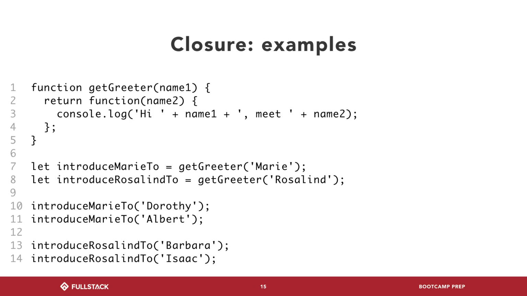And so now when I run introduceMarieTo and I pass in a name, that function can only introduce people to Marie. Similarly, when I run introduceRosalindTo, it can only introduce people to Rosalind. One question is, well, wouldn't this be less flexible than just taking two arguments and building from scratch? The answer is, if that's our goal, then yes. But a lot of times, you actually want this kind of memory. You want this function to only work for a certain scenario.